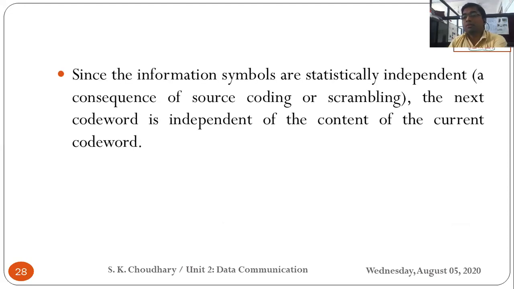Since the information symbols are statistically independent, the next code word is independent of the content of the current code word. We are discussing systematic block codes. So if the information symbols are statistically independent of each other, whatever the next code word generated from this systematic sequence, it would be independent of the content of the previous or current code word. So each code word has a different content.